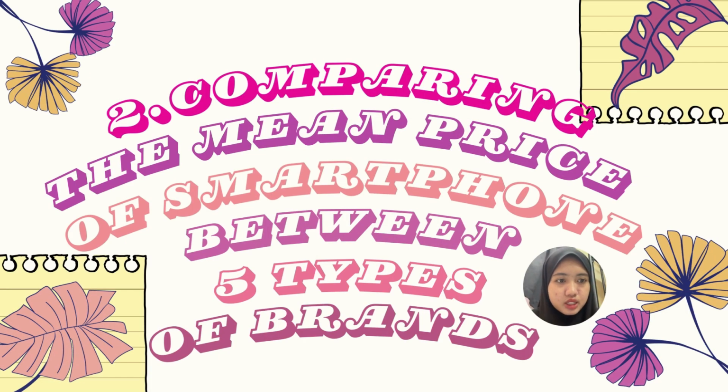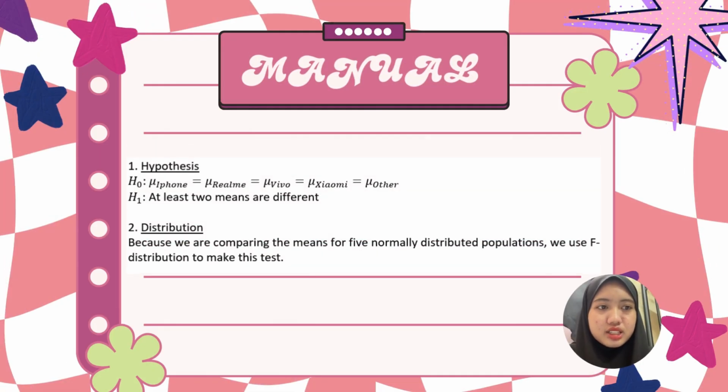Next, comparing the mean price of smartphones between 5 types of brands. For manual calculation, we will use the hypothesis test of ANOVA. First step is to state the hypothesis. H0 is μ iPhone equals μ Realme equals μ Vivo equals μ Xiaomi equals μ others. H1 is at least 2 means are different. Step 2, we select the distribution to use. Because we are comparing the means for more than two normally distributed populations, we will use the F distribution to make this test.